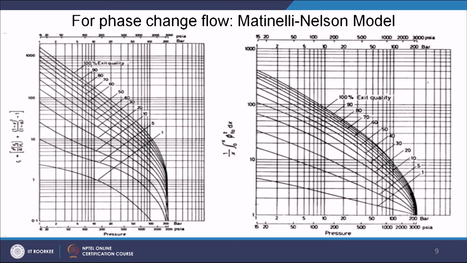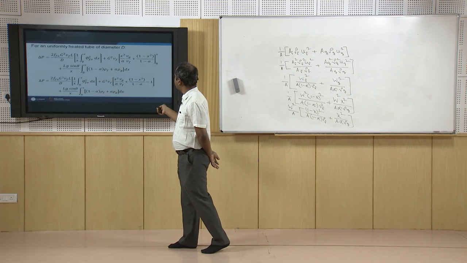So, at the pipeline exit, if you know the exit quality, then by knowing the pressure value and the exit quality value, you can find out the magnitude of this term, which will be coming into picture while calculating the pressure drop.